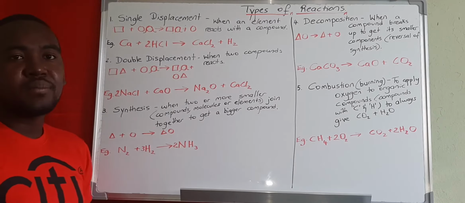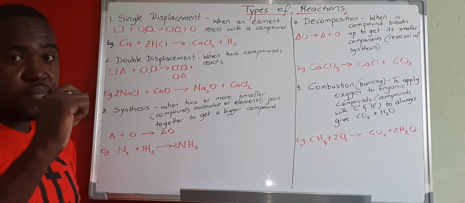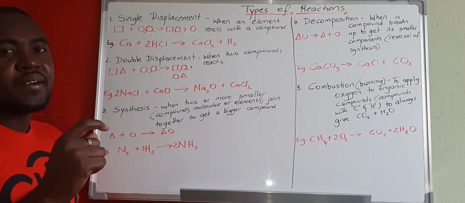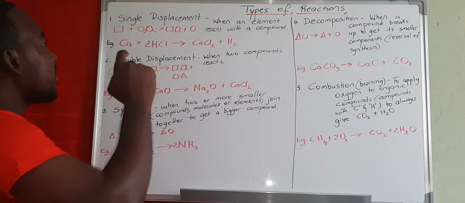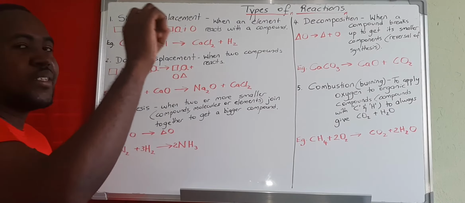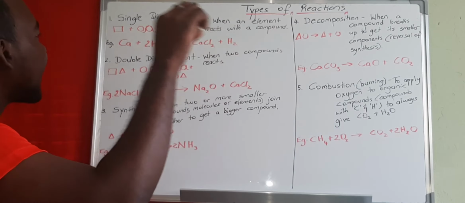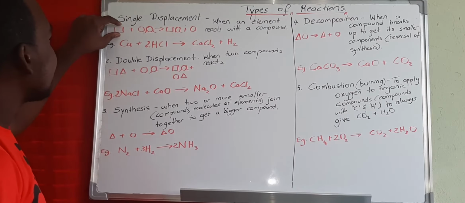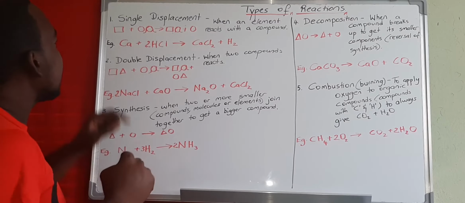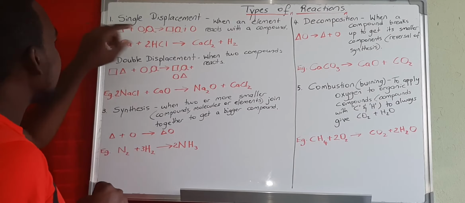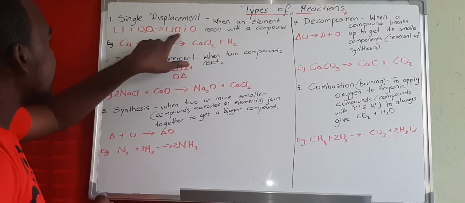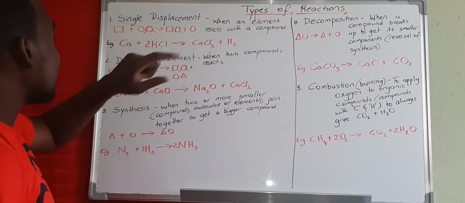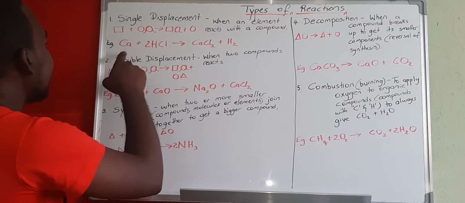So what happens in a simple displacement is that the element or the atom that is not bonded to something, once it is more reactive than the other metal that's bonded to something, is going to kick it off. So it actually displaces it, that's why it's called a displacement. So this is basically better than our next metal. So it kicks it off, so it now attaches itself to this non-metal, and then this metal is left alone. So that's our single displacement. And in this case, let's look at an example.